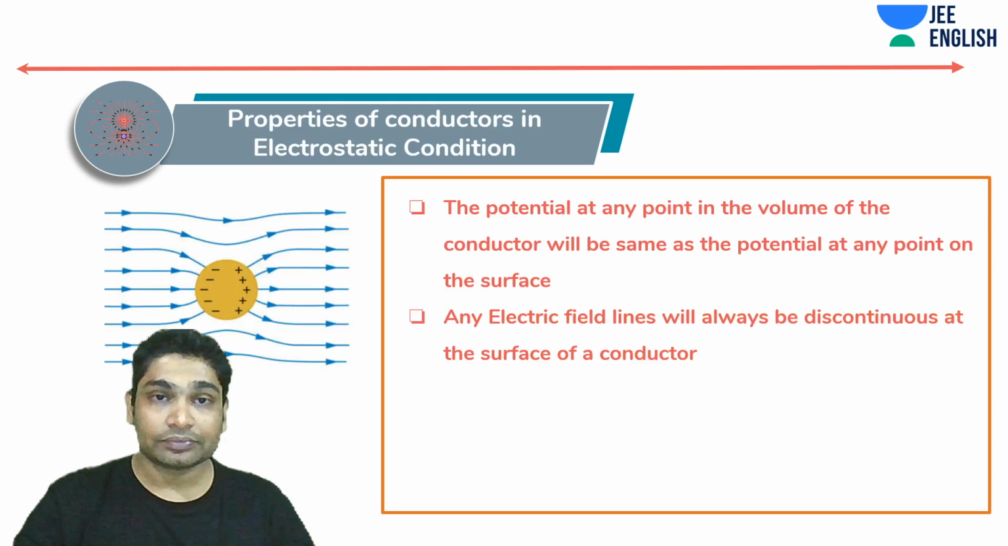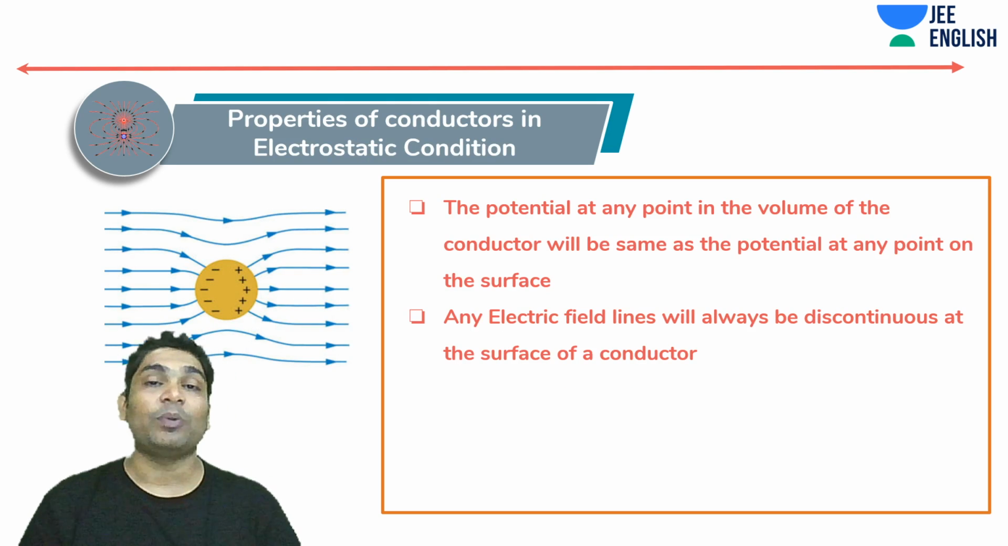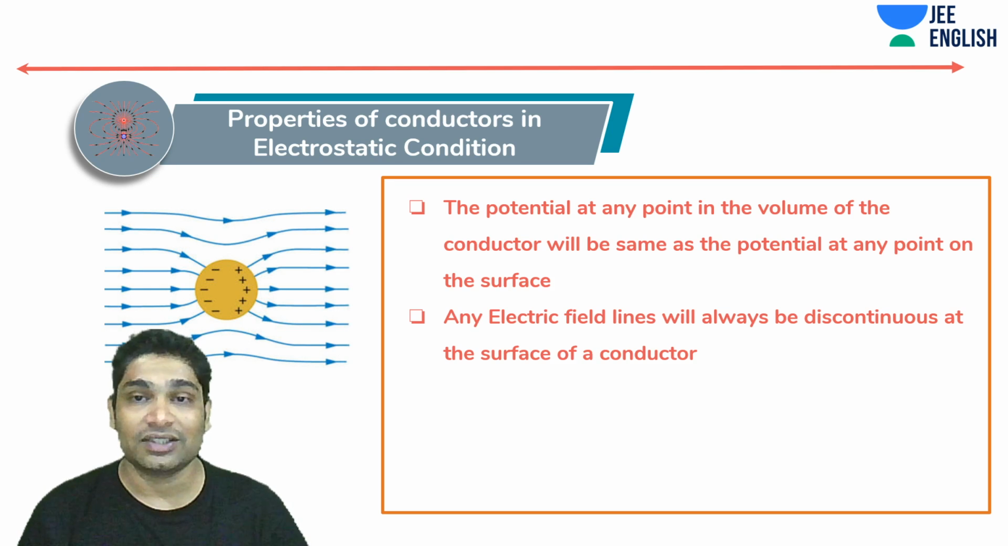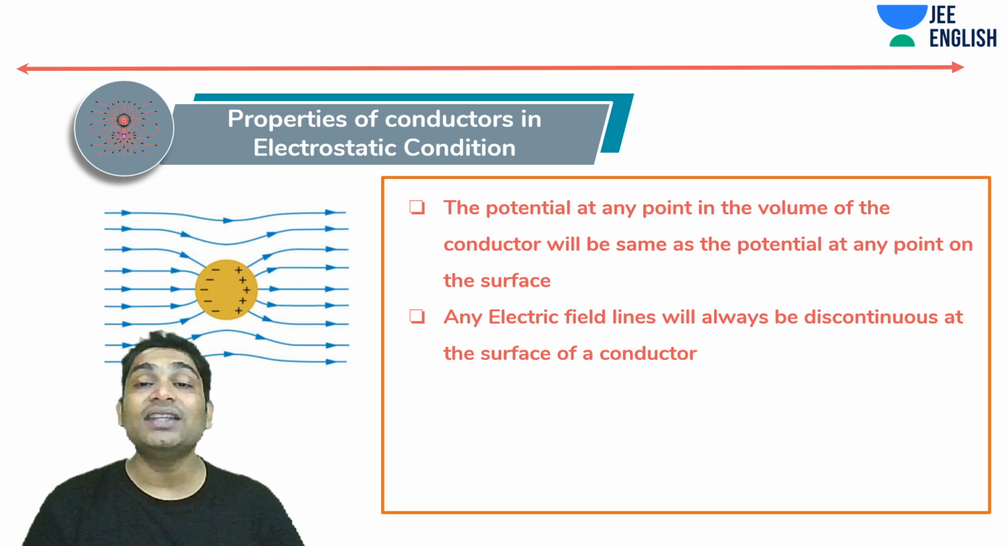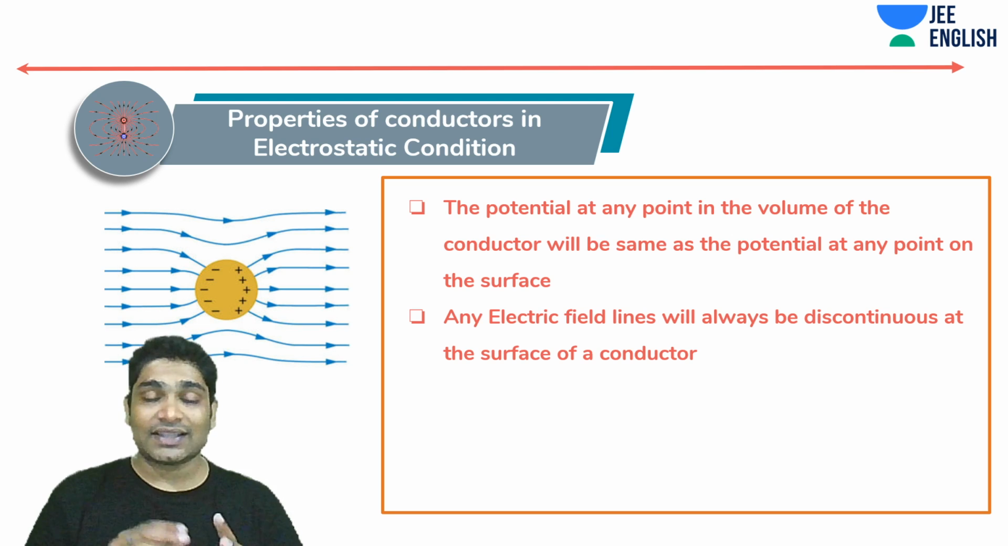All right. Next, let's see some more properties of conductors in electrostatic conditions. One, I can say that potential at any point in the volume of the conductor will be the same as the potential on the surface. So I've already discussed this separately.